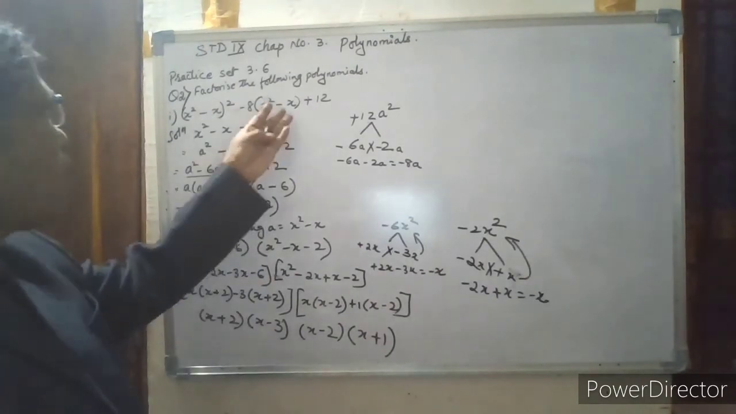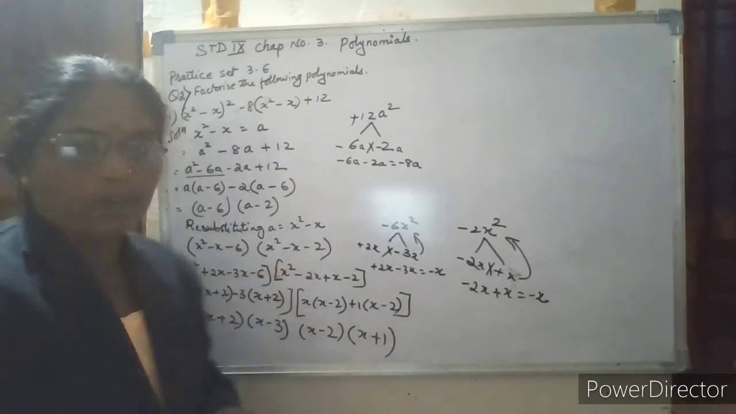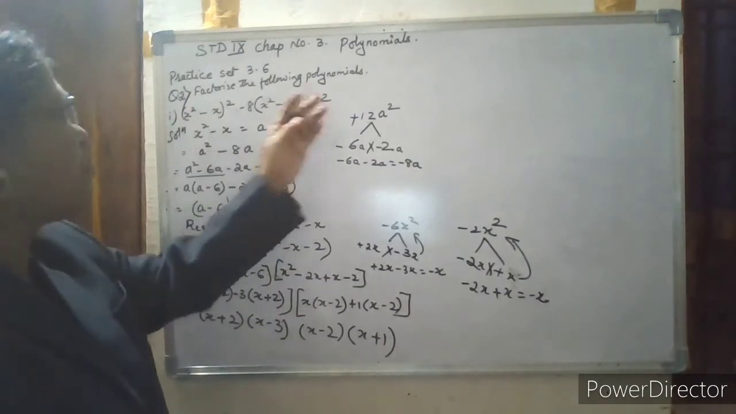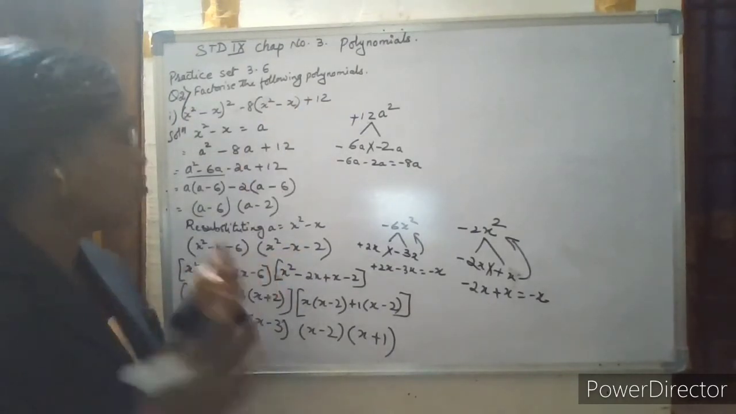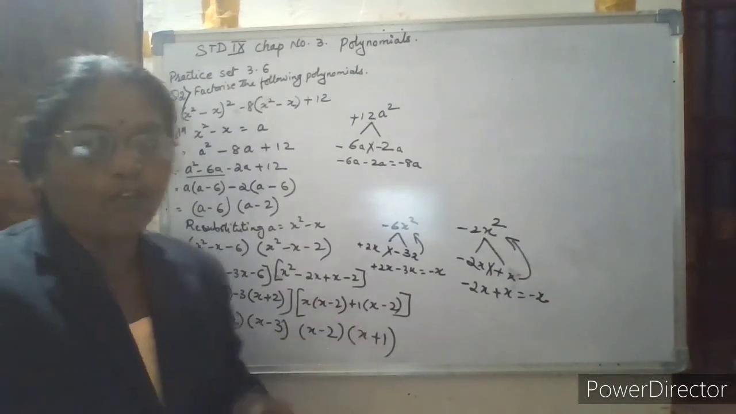Sometimes it so happens that these two quadratic polynomials cannot be split. So it may be only 2 factors. If such a type of question is given, you may get only 2 factors, or you may get 3 factors, or you may get 4 factors.